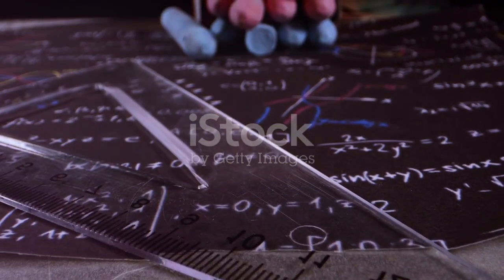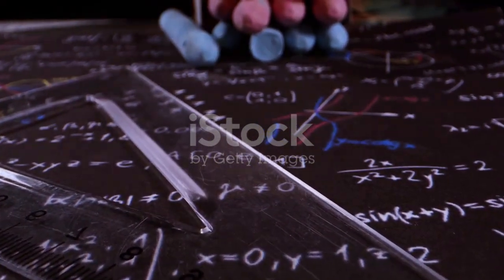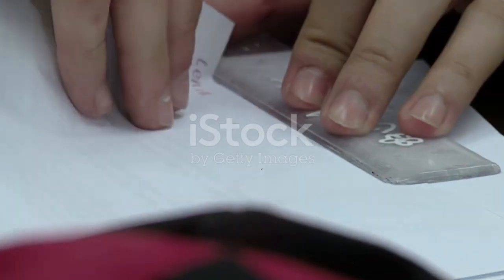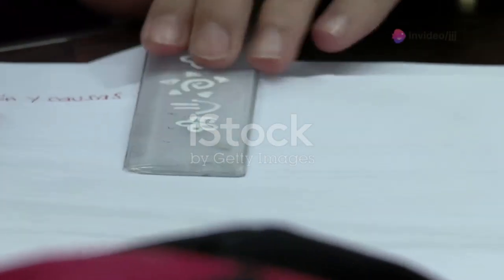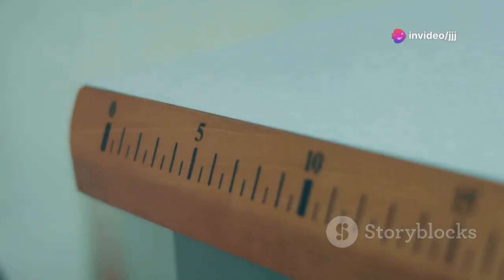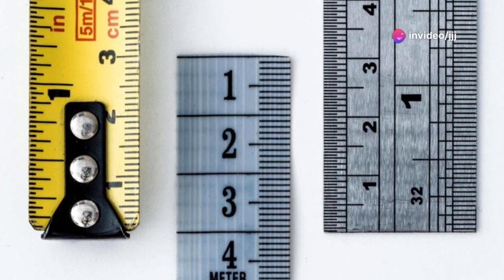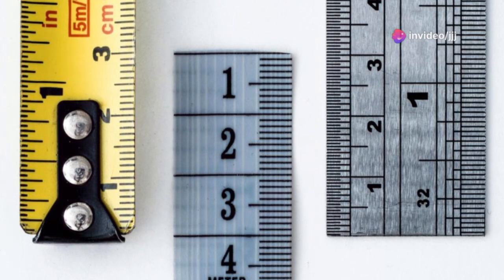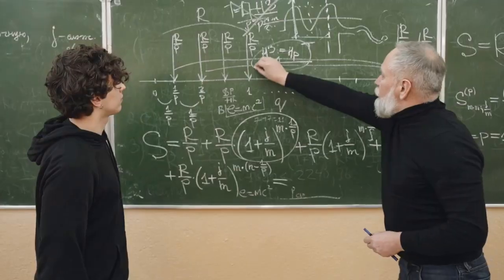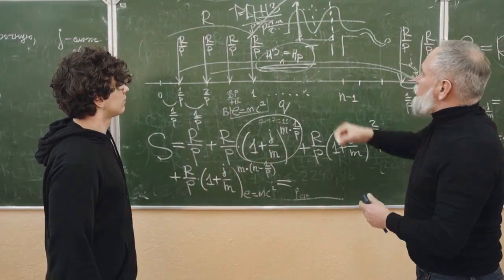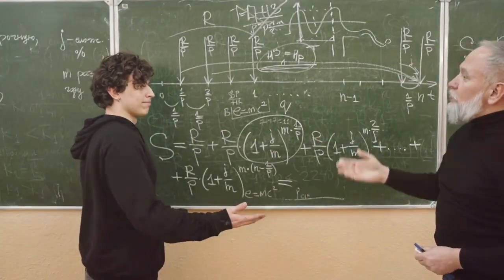Fundamental versus derived units, building blocks of measurement. To measure physical quantities, we need units. A unit is a standard amount of a physical quantity. For example, the meter is a unit of length, and the kilogram is a unit of mass. Units can be classified into two main categories: fundamental and derived.